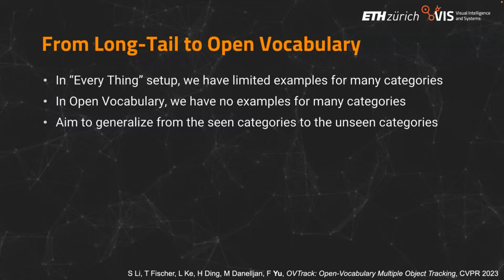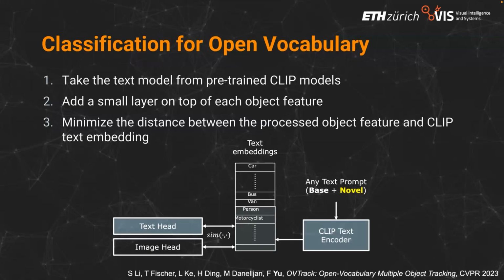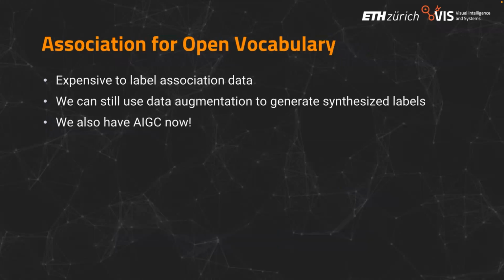And of course, as usual, we have to look at the several components in tracking in order to see how this open vocabulary setup will affect each of them. For classification, we follow existing techniques in classification and detection. Basically, we use CLIP distillation to generalize the category prediction embedding by using a joint embedding of text and image.